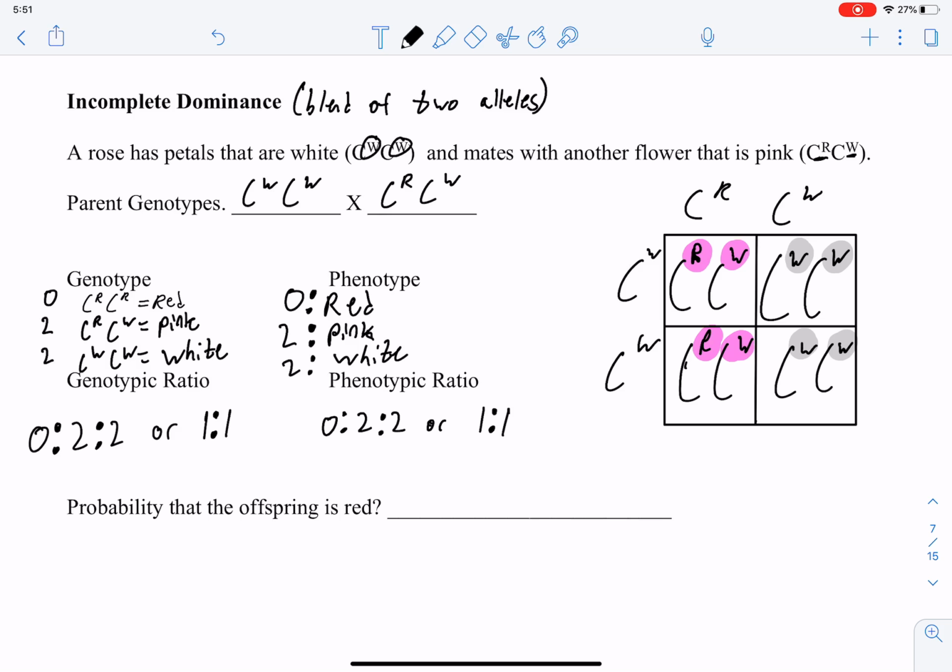So then it asks, what's the probability that the offspring is red? Well, we don't have any in the Punnett square, so this would be 0%. And then if it was asking for pink or white, it would be 50%. But that's how you do incomplete dominance.